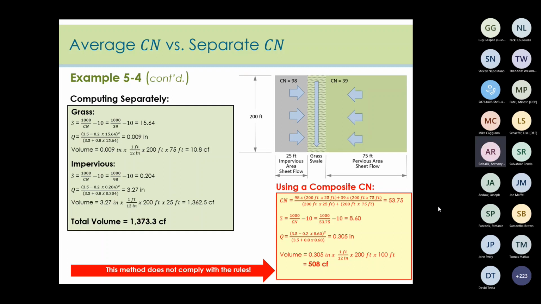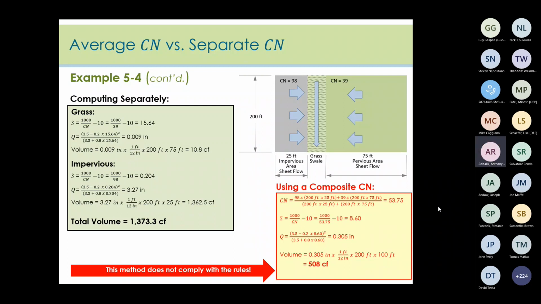So using the NRCS runoff equation, we calculate S, the potential maximum retention, using our CN values, and input the rainfall data to calculate the depth of runoff, which we then multiply by the area on which it falls to compute the volumes. For this example, look to the yellow shaded box. Averaging the CNs yields a volume that is only 37% of the total volume we calculate when following the rule requirement to compute runoff separately, and that's shown in the green box on the left.